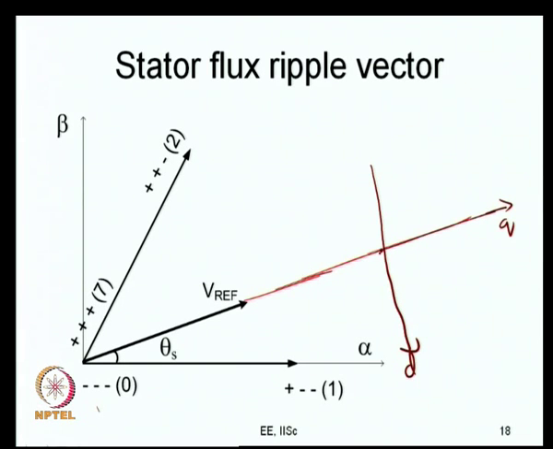The error vector is for when the null vector is being applied. Therefore, let me change over to the other color. When the 0 vector is applied, your error vector is like this. This is what your error vector is: minus V reference vector. If you recollect, VQ tilde is equal to minus V ref and VD tilde is equal to 0. So, for this you get your error going around like this, something of the sort.